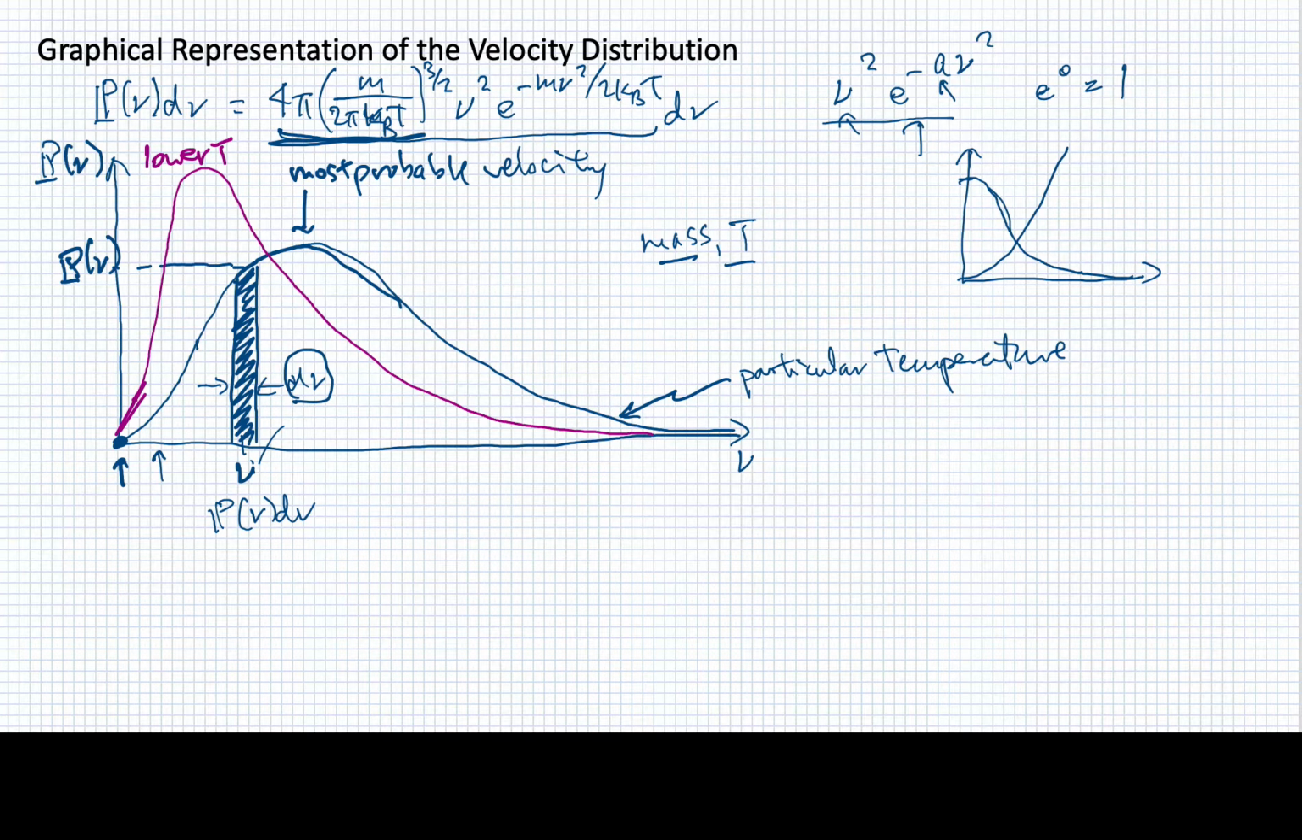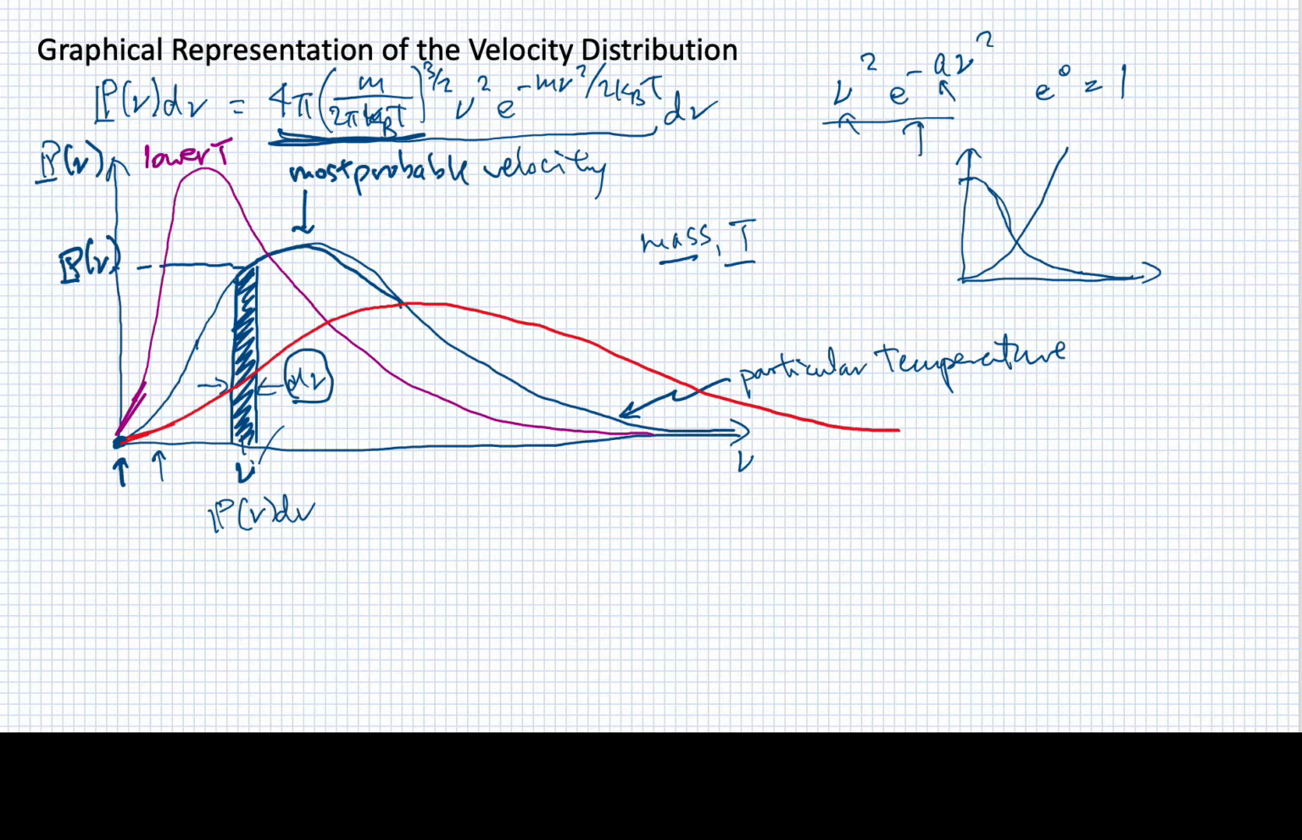If I were to graph the distribution at a higher temperature, it would go out like this. It would have a gentler rise from here. It would come out to here and then decay slower. All right, so what are we deducing from this? Well, at low temperatures, I'm going to favor smaller velocities.